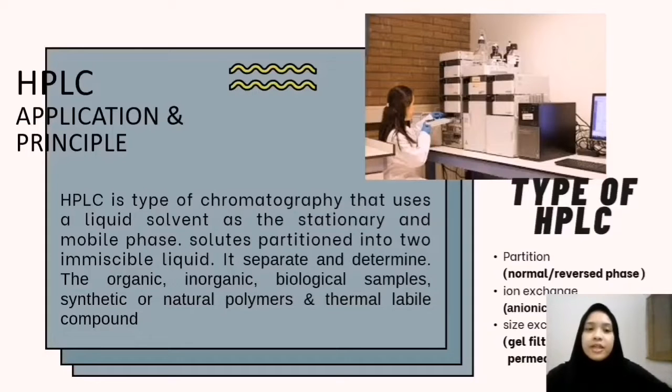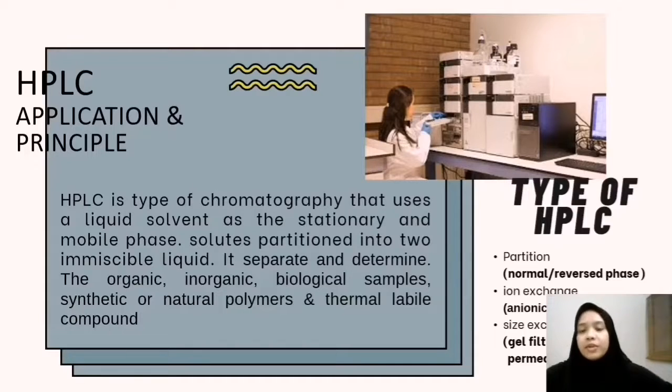So next we have HPLC, or the longer name, high performance liquid chromatography. HPLC is a type of chromatography that uses a liquid solvent as both its mobile phase and also its stationary phase. It is actually the most versatile and widely used of the chromatography techniques amongst chemists in order to separate and also determine compounds such as organic, inorganic, biological samples, synthetic, natural polymer, and also thermal biocompounds.